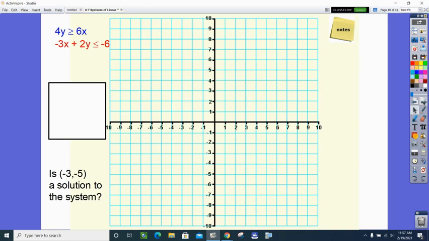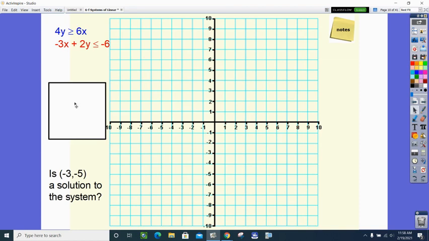So I've got two inequalities there. You might have to work with the top one a little before you go ahead and graph it. Again, the video will pause. You are going to graph the top inequality, the bottom, and then answer the question: is (-3, -5) a solution?